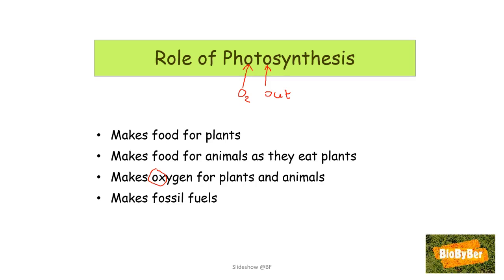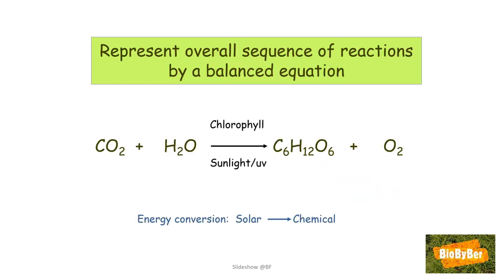In a nutshell, the role or the function of photosynthesis is that it plays a part in making food, making oxygen, making fossil fuels. It's on the make. Now, photosynthesis is actually a very complicated process and full of complicated chemical reactions, but we can represent it very simply by one simple chemical equation. This is the chemical equation to represent photosynthesis.